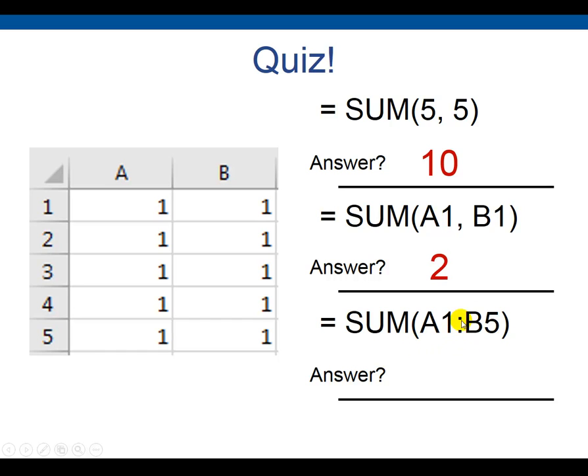It's not a comma, it's a colon. And what is the answer? I didn't explain this to you yet. This colon means from A1 to B5, including all the cells. So the answer is 10, because 1 plus 1 plus 1 and so on over all the cells. So the difference here is the colon and the comma. A comma means just calculate the 2 elements, but a colon means calculate all the cells in between the 2 cells.